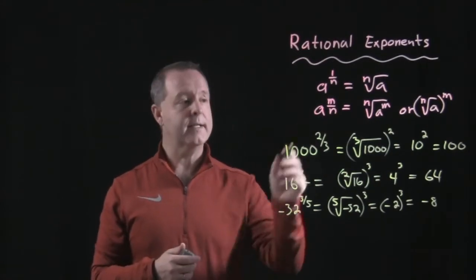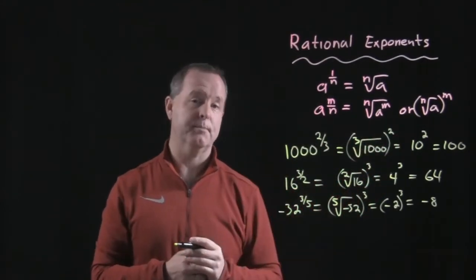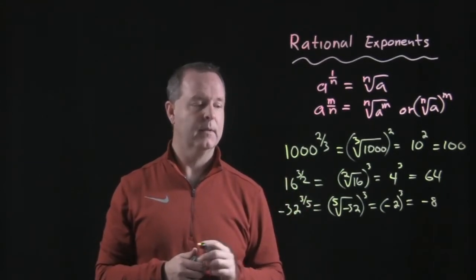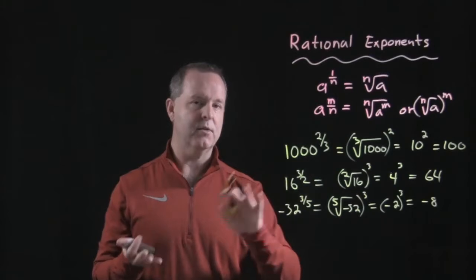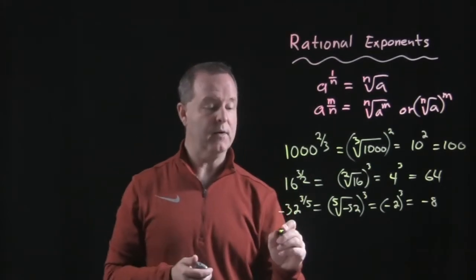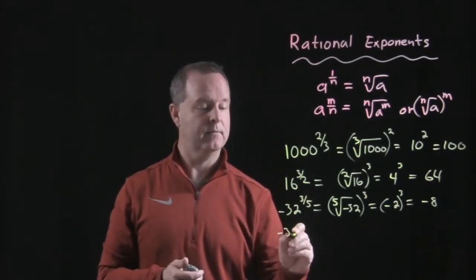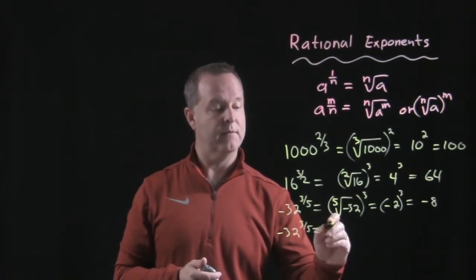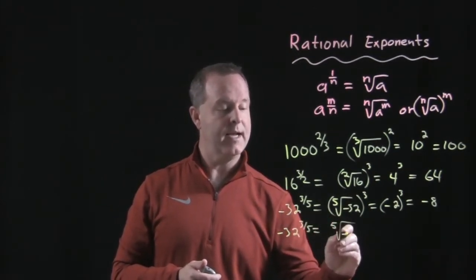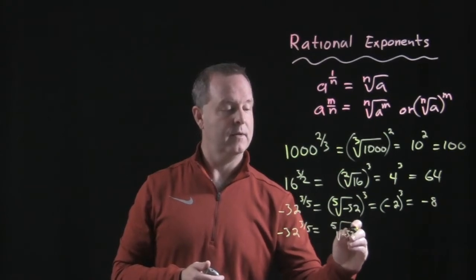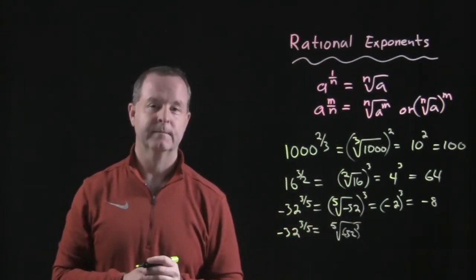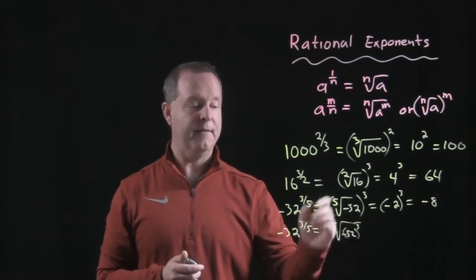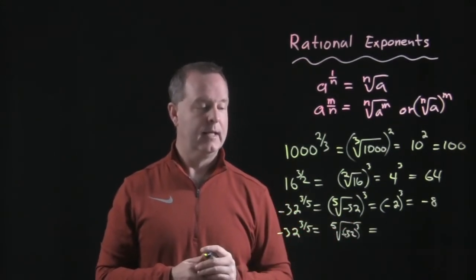Now notice earlier I said that you could use either one of those two expressions to solve, and sometimes you might find one easier than the other. Let's look at this bottom one again, and you tell me what you feel like. So we have negative 32 to the 3/5. I can rewrite that as the 5th root of negative 32 to the 3rd. So what I can do is do negative 32 to the 3rd first, and then take the 5th root.